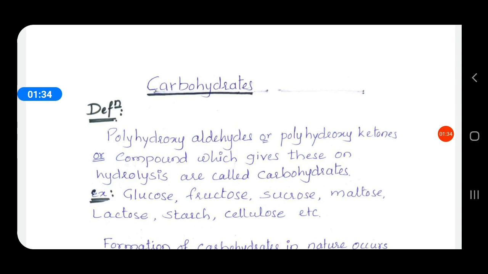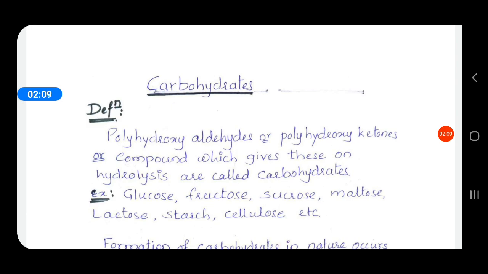So what are carbohydrates then? Carbohydrates are polyhydroxyaldehydes or polyhydroxyketones, or compounds which give these on hydrolysis. Polyhydroxy means more than one hydroxyl group is present, and along with that hydroxyl group, an aldehyde or ketonic group is present. So there are two functional groups present in carbohydrates.